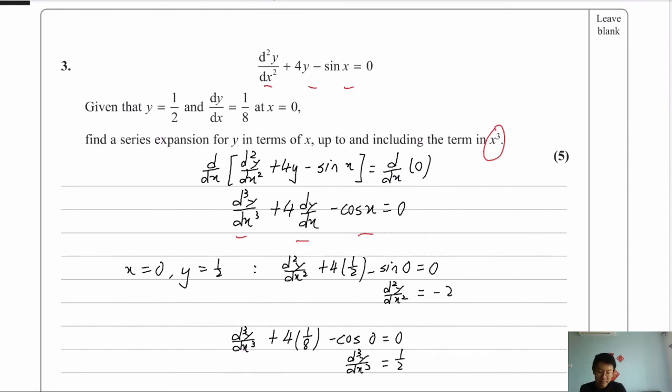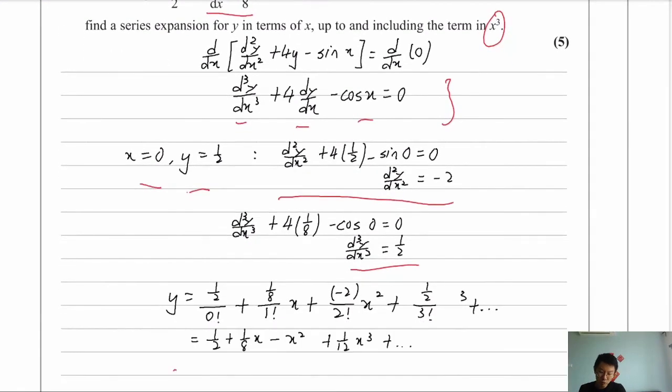We have x equals 0, y equals a half, and dy dx is also given. We can find the value of d squared y dx squared by using the equation given in the first line. To find the d cube y, we just have to use this relationship. Substituting all the necessary values, we should be able to get d cube y as a half. After that, we put everything into the Maclaurin series, and that is what we will get for the answer. Just be careful working with the values, and basically that's it.